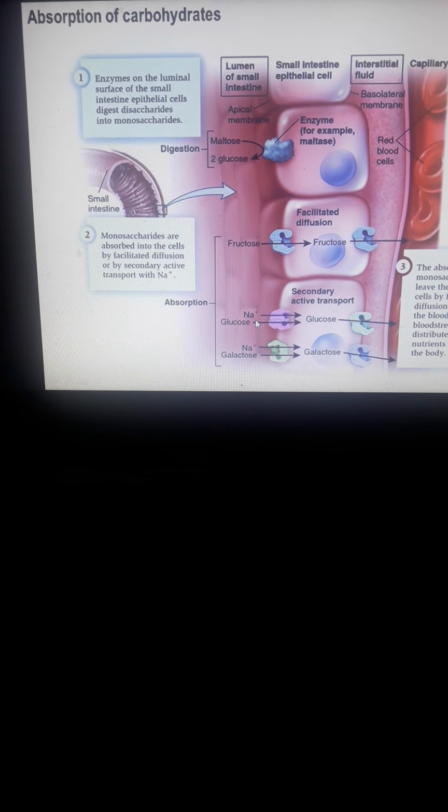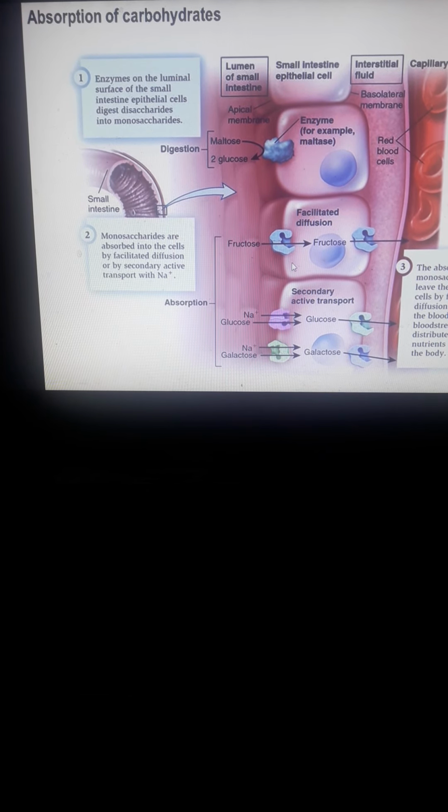While glucose is sodium dependent, so it is secondary active transport, wherein there is a utilization of energy in the form of ATP, and then glucose enters the cytoplasm. Then the absorbed monosaccharides leave the epithelial cells by facilitated diffusion. So meaning there is no energy involved. Then it will enter the bloodstream and be distributed throughout the body. Okay? So same with galactose, sodium dependent. Then this is secondary active transport, then crosses the cell membrane, the cytoplasm, and then it goes through the bloodstream, distributed throughout the body. Okay?